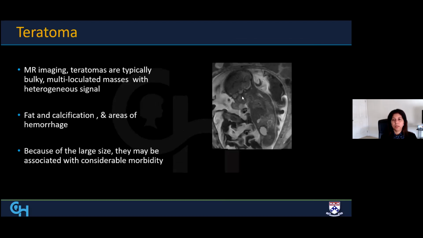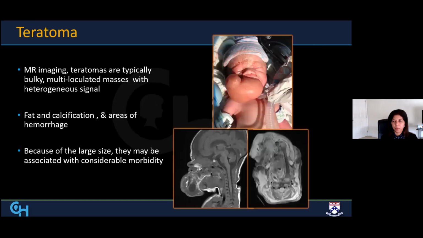You can identify teratomas on fetal imaging, and they can be seen as multiloculated masses with solid or heterogeneous components, and the presence of fat and calcification differentiates them from lymphatic malformations. And here is an example.